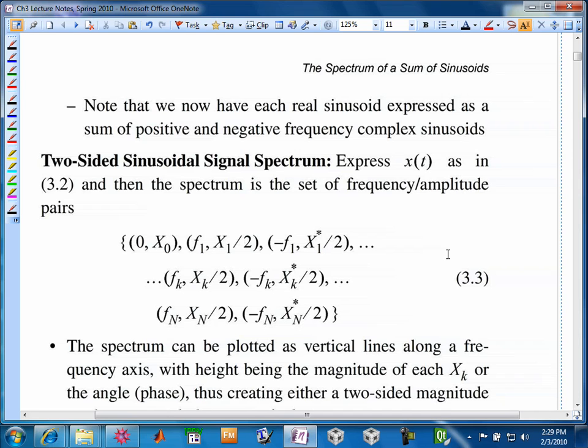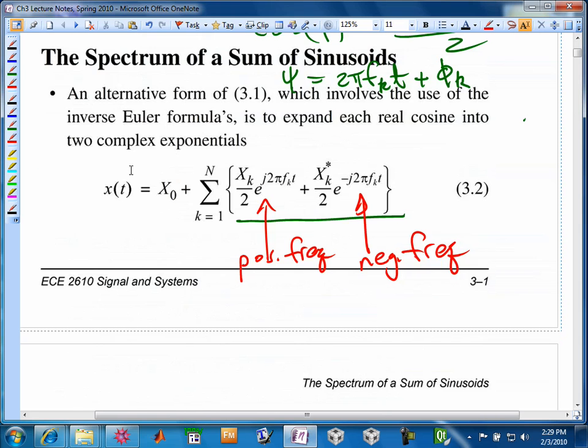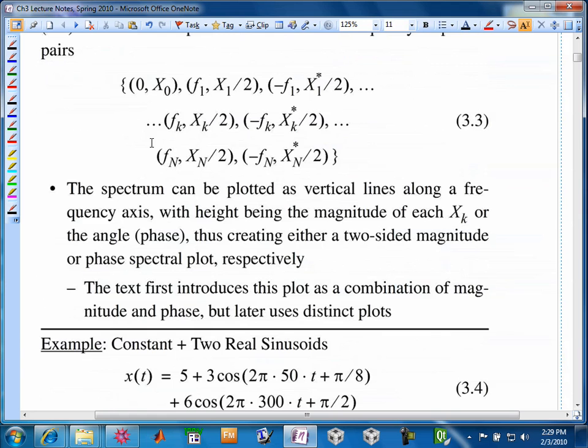So we have what's called the two-sided sinusoidal signal spectrum. And it's really very, very easy. It's just pairs of numbers. So we observe that the DC component, this guy sitting out here, if we were to do a spectral representation of that, we would just say it's a single spectral line on a frequency axis located at 0 frequency. So this is the frequency in hertz, and the amplitude of x0.